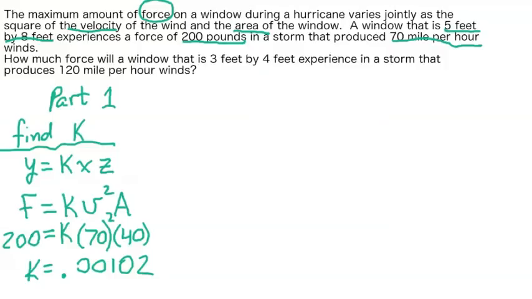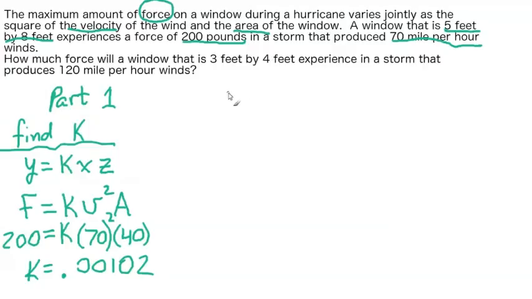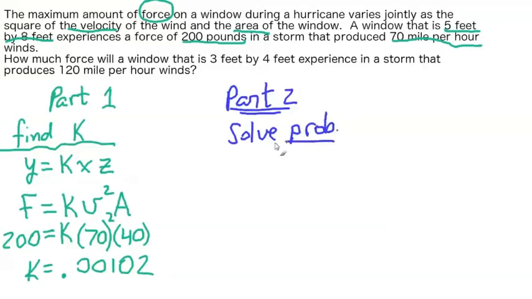Alright, part 2, let's change colors here. Part 2 is solve the problem. So we're going to solve or answer the question. The first part was just a bunch of information to get to the K, but part 2 is actually going to be solving the problem. So I'm going to write the formula down, and everything stays the same in the formula, except for the K is actually now a number.